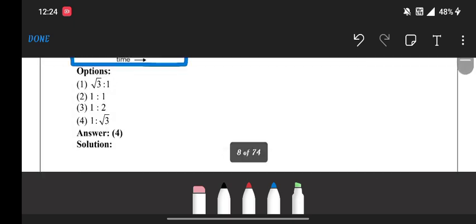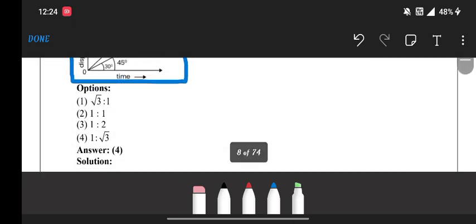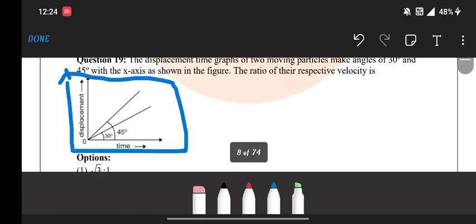And if we come to the options, 1 is to root 3 is in option D, the last option. So therefore 1 is to root 3 is the correct answer for question number 19.